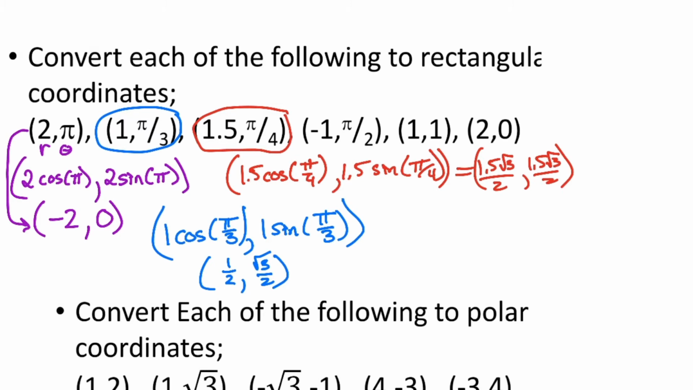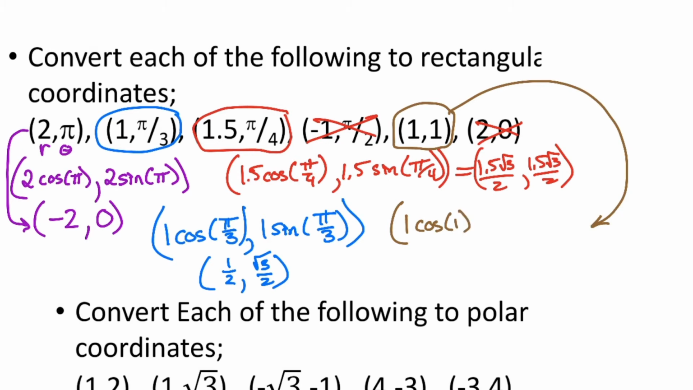Okay, this one, we'll skip this one because it's, and we'll skip this one as well. They're all pretty straightforward. But this one right here is a little bit different from the others. So I'm going to pull this down here and do this. This is going to be 1 times the cosine of 1 and 1 times the sine of 1. R times cosine theta, R times sine of theta.